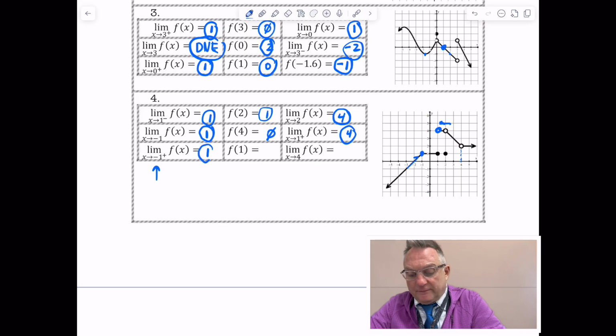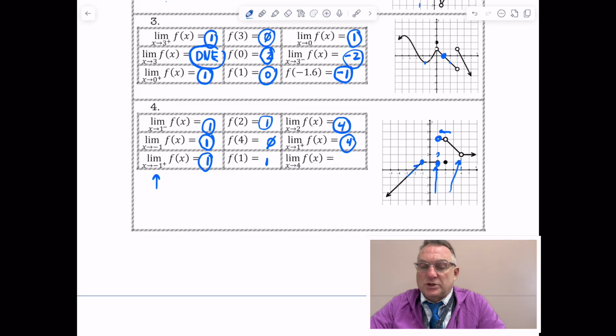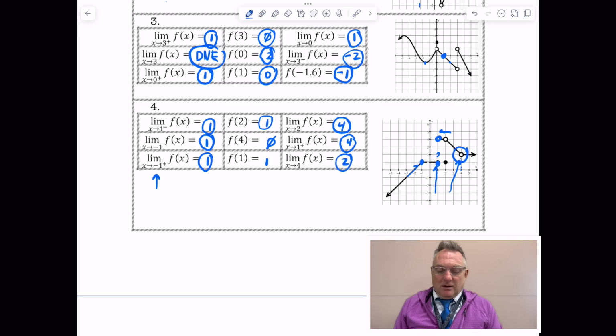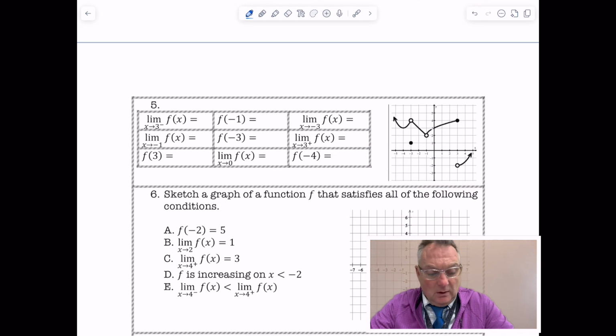And then what's f of 1? It's that point right there, which is 1. And then what's the limit when x approaches 4? From both sides, it's approaching that open circle right there, which has a y value of 2. Okay? So next up, got one more of those on number 5. Got one more graph. So I want the limit as x approaches 3 from the negative side.